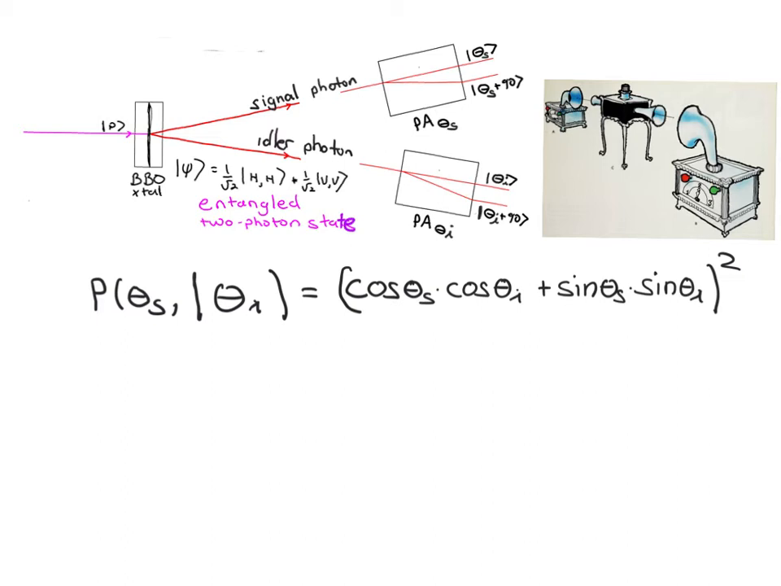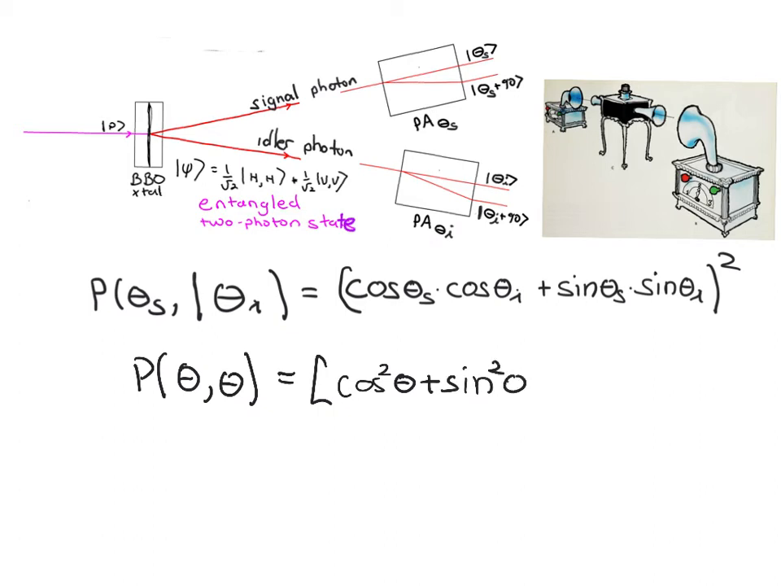But we're interested in the particular case in which those angles are equal. So what we've shown is that when these angles are equal, the conditional probability is just the quantity cos squared theta plus sine squared theta, squared, which is simply 1. And whoopsie, I should be writing the conditional probability, so I should have had a vertical bar here, so we can fix that. So that's exciting.